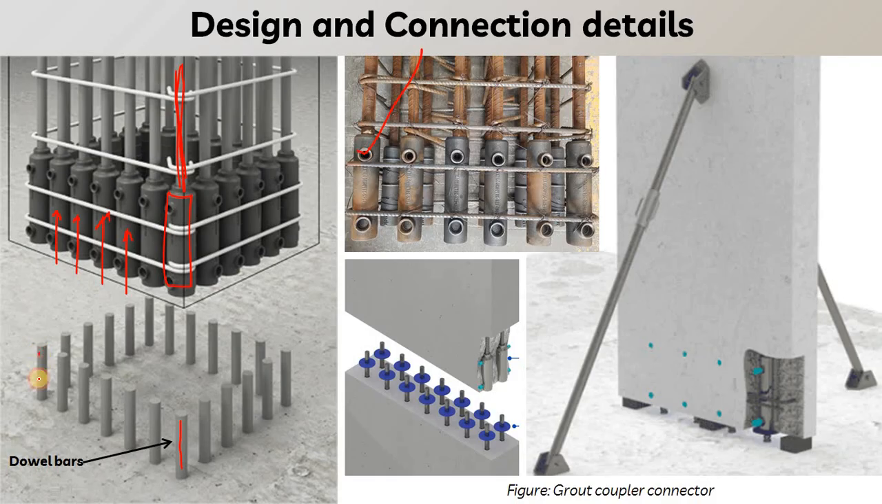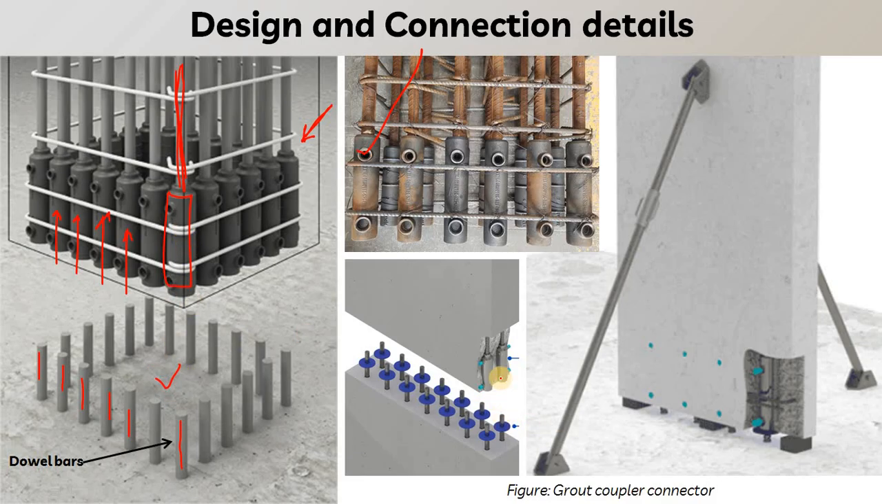So these are all the receiving bars which are projected out from the below column, and this is the column which will be connected above this column. So this will be the connection detail.